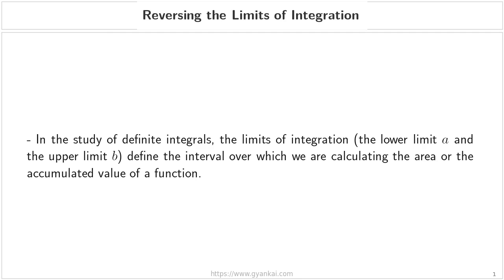Reversing the limits of integration. As we've discussed, definite integrals allow us to calculate things like the area under a curve, or more generally, the accumulated change of a function over a specific interval.